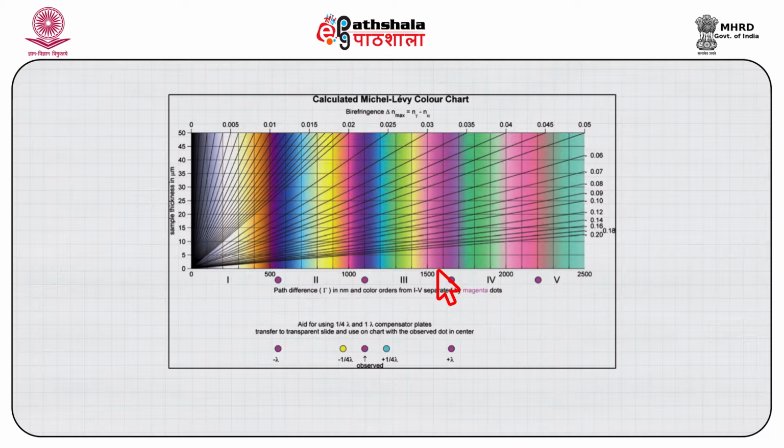The primary function of the interference color chart is to allow rapid determination of retardation between the slow and the fast rays. Retardation is determined by directly observing the interference color produced by a mineral grain in thin section and by finding the same color on the Michael-Levy chart.